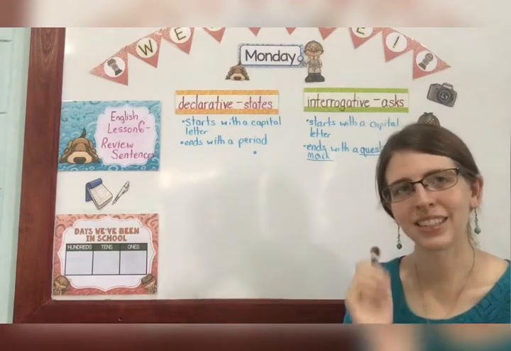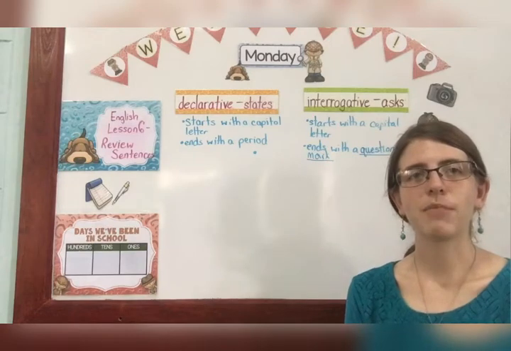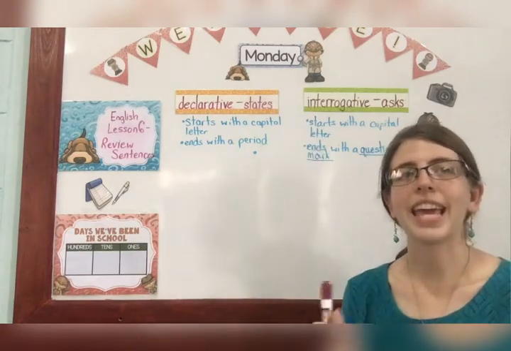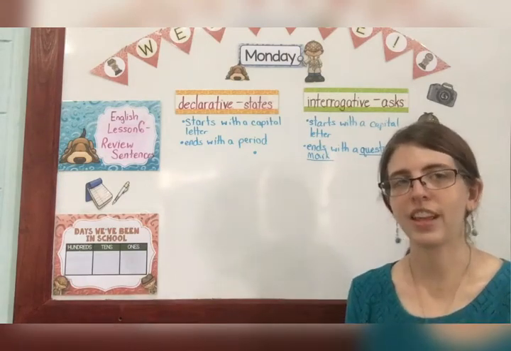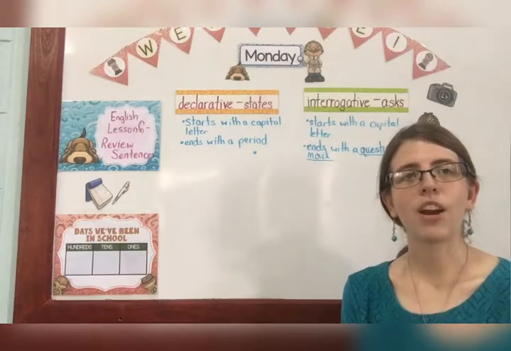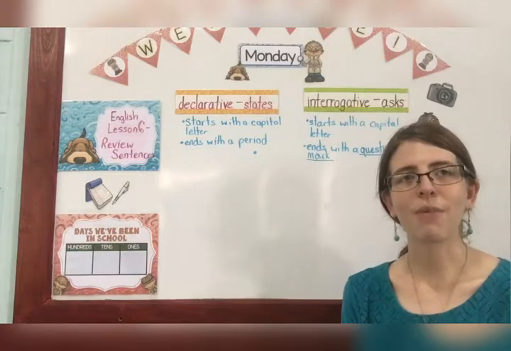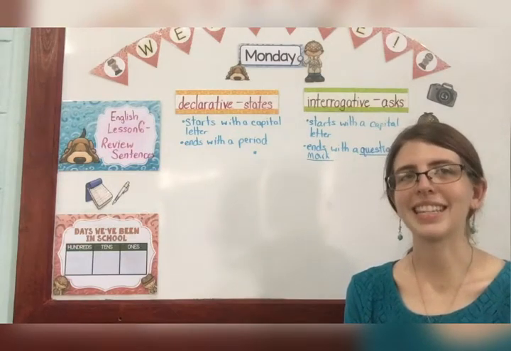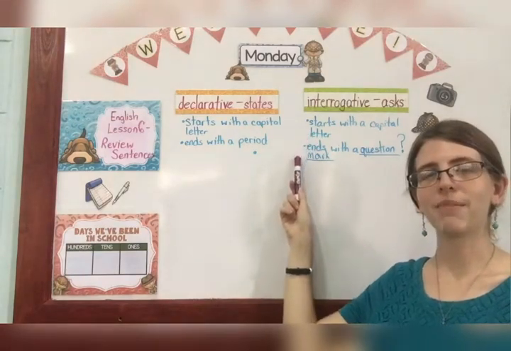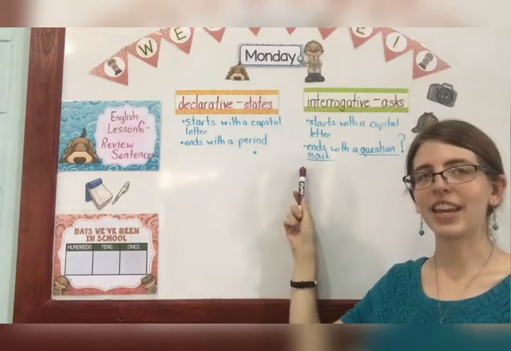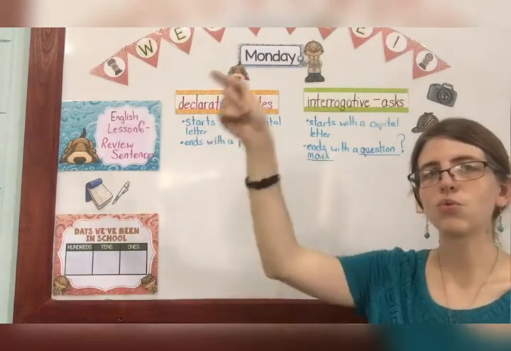Interrogative asks. There's an English verb called interrogate. That's something that people like Detective Jim would do. They interrogate a suspect. That means that they ask them a lot of questions to find out the truth. So that's where we get our word interrogative from, interrogate, to ask questions. So interrogative would be questions. Just like the declarative, it starts with a capital letter, but unlike the declarative, it ends with a question mark. So it goes around.